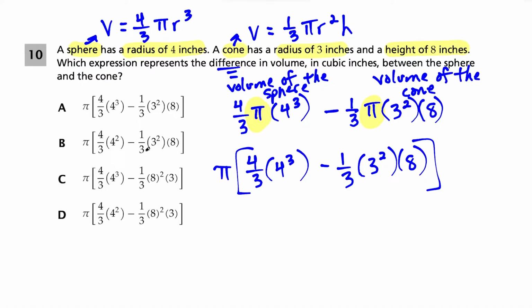So let's see. It has to start with 4/3 times 4 to the third power. That eliminates choices B and D, because notice they have a 4 to the second power here. And then minus 1/3 3² times 8. So 3² times 8, this is looking like choice A. The problem with choice C is that the height of the cone, 8, is being squared instead of the 3. So that's why C is no good. A is definitely our answer.